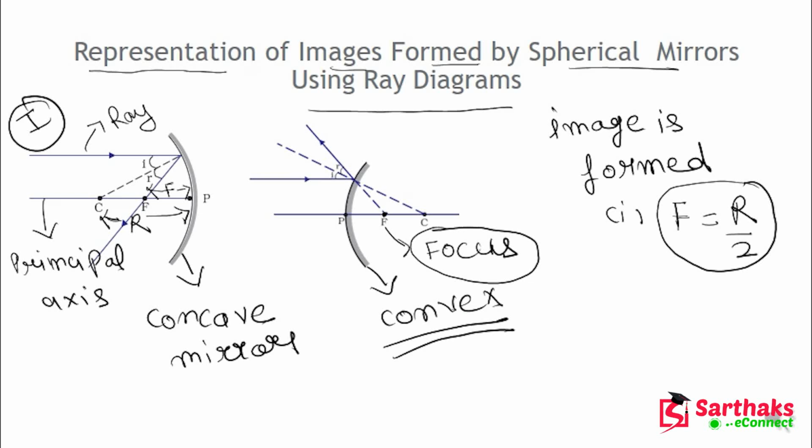Now the normal to this line will pass through the center. Here in this case, the normal of this line will also pass through the center. You can extend this line in the backward direction, and it will appear to be passing through the center. This is our center of curvature. Okay, I hope you got it. Now let's move on to the next slide.